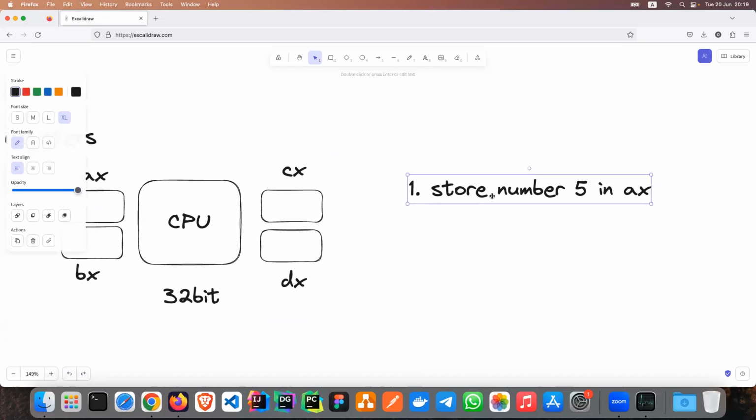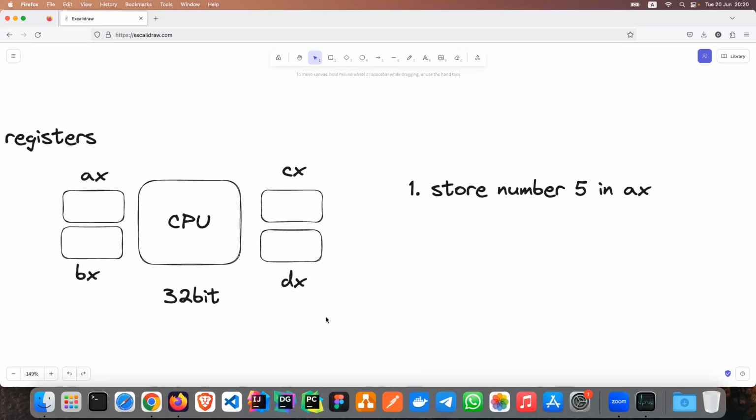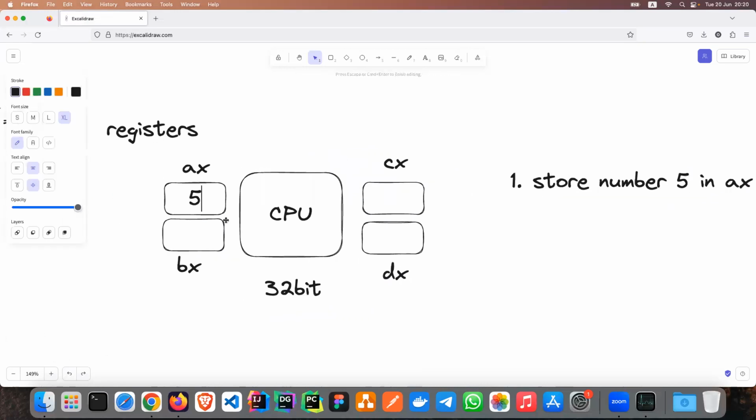I give instructions. Store number 5 in AX. I give it to the CPU. The CPU stores number 5 in AX. Okay.